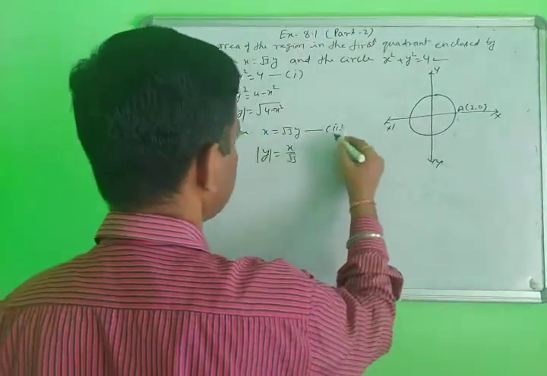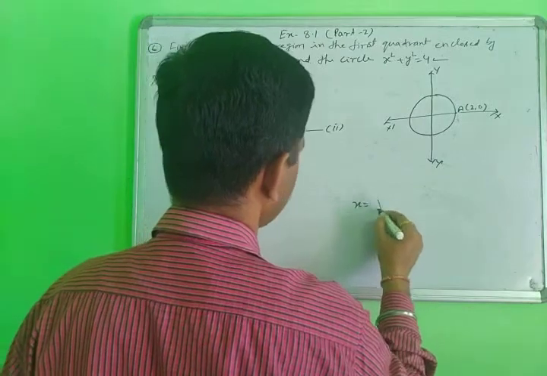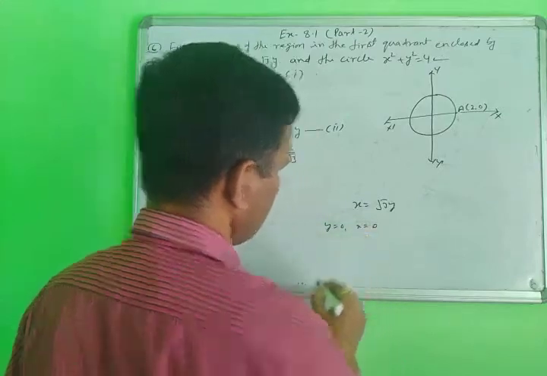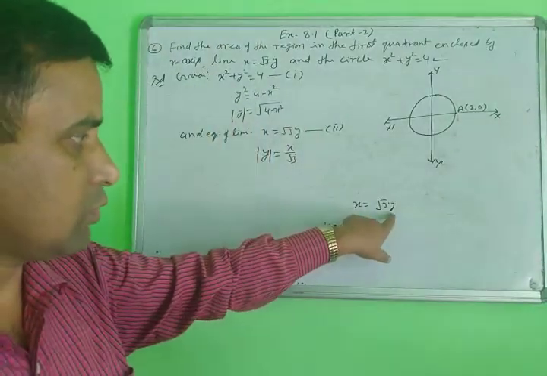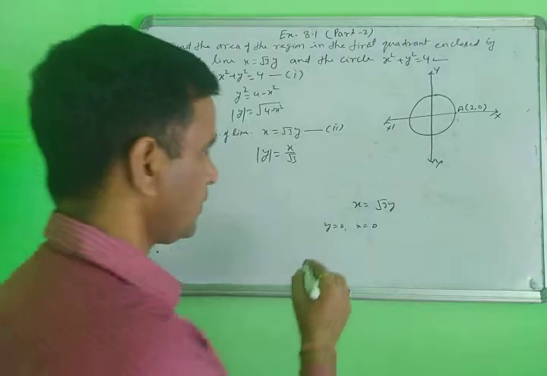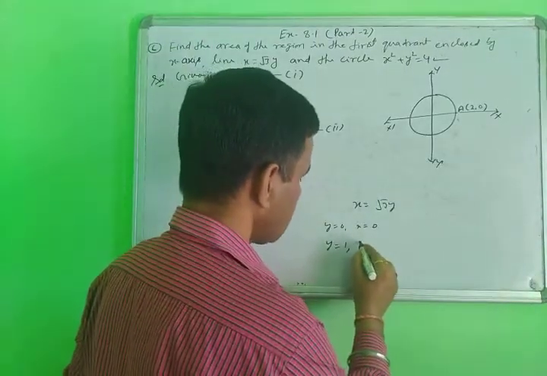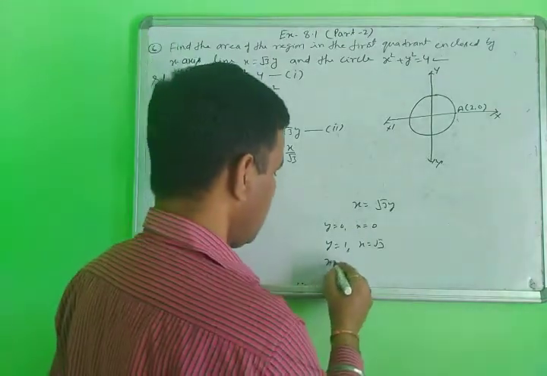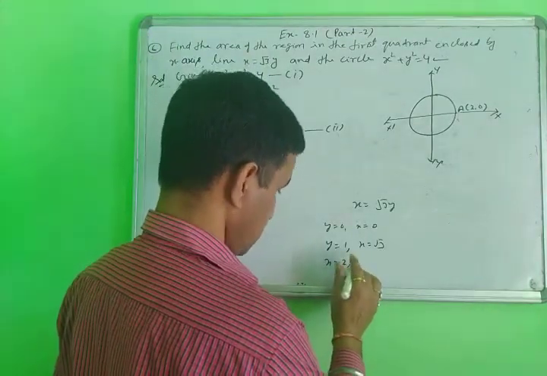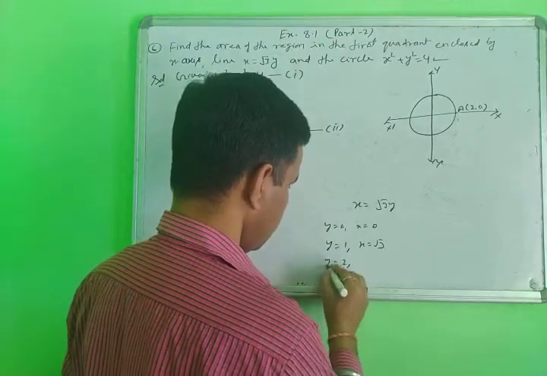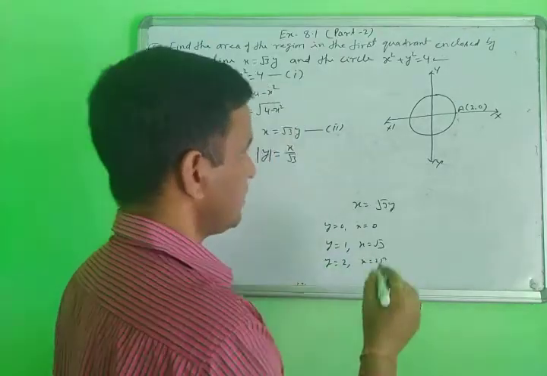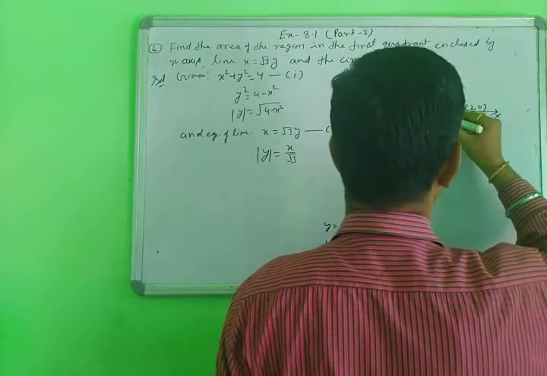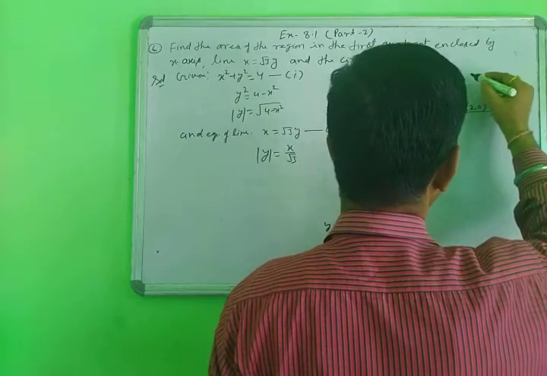The equation of the line given is the second equation, x equal to root 3 y. Suppose you put y equal to 0, then x equal to 0. When you put y equal to 1, x equal to root 3. And when you put y equal to 2, then x equal to 2 root 3. That means your line will go in this way. This is the equation of the line.